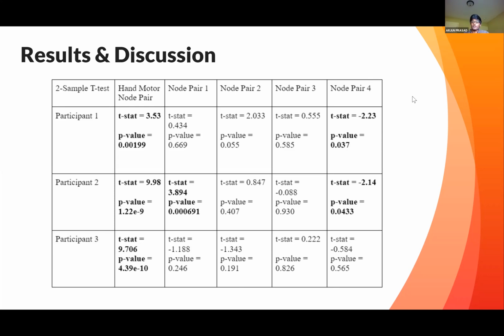Node pair 4, of course, was the non-homotopic region. And actually, the first two participants did exhibit two different functional connectivity trends, whereas the third one didn't. So you can kind of take away that for some participants, non-homotopic regions of the brain will exhibit significant changes if a certain region of the brain is plasticized. And for some participants, this may not be the case.